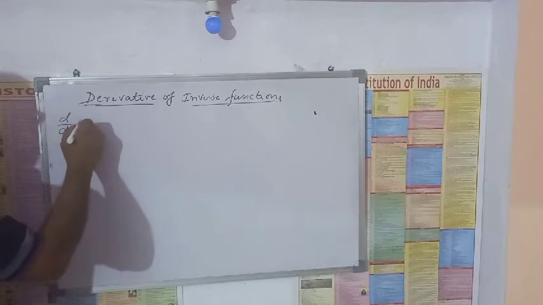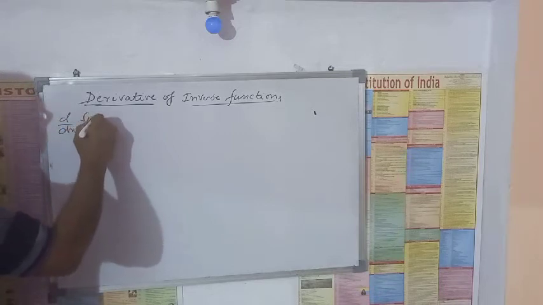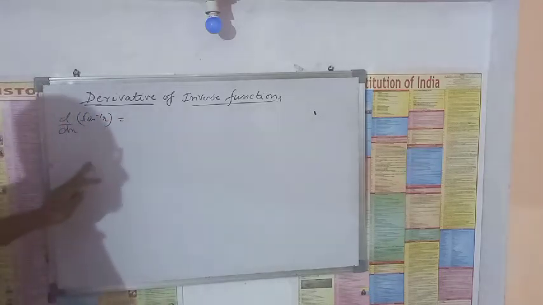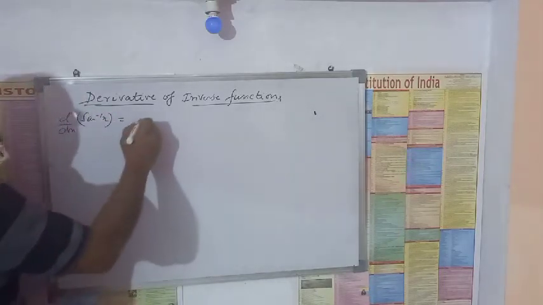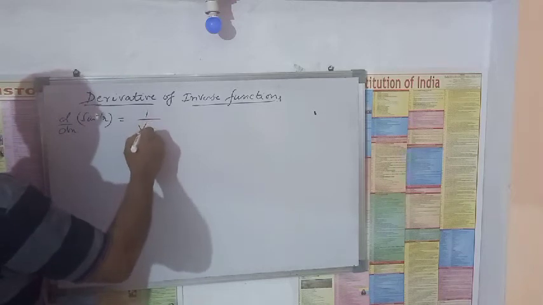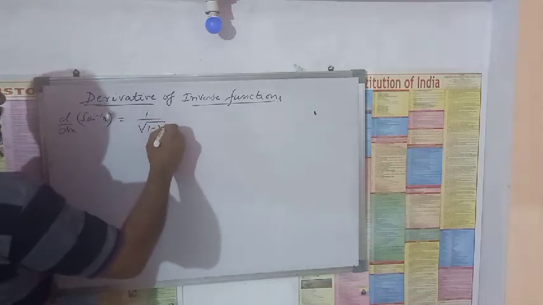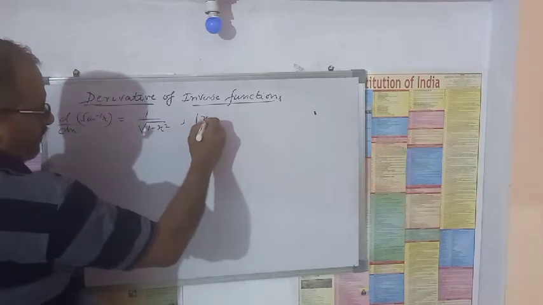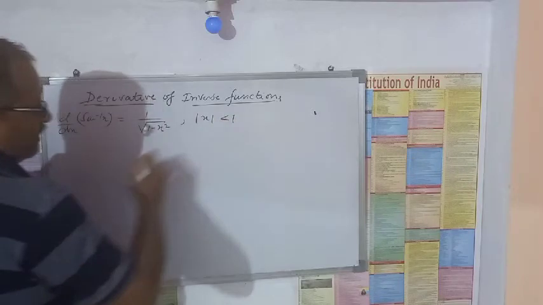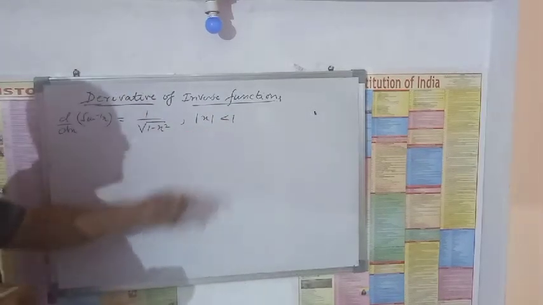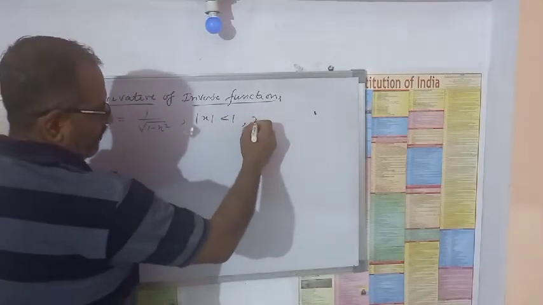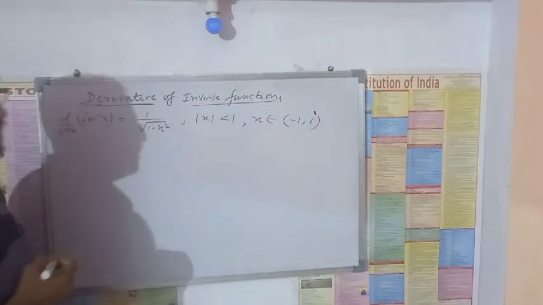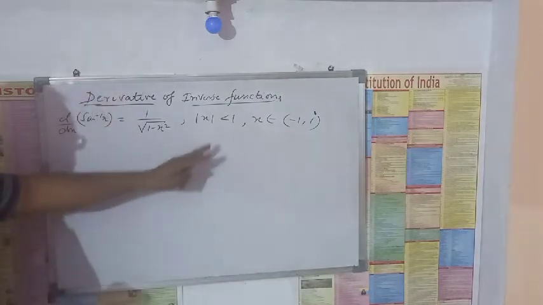So dy/dx of sine inverse x is equal to 1 upon under root 1 minus x square, where mod of x less than 1. Mod of x less than 1 means the value of x will lie in this interval, minus 1 to 1, open interval. It is not equal to 1.